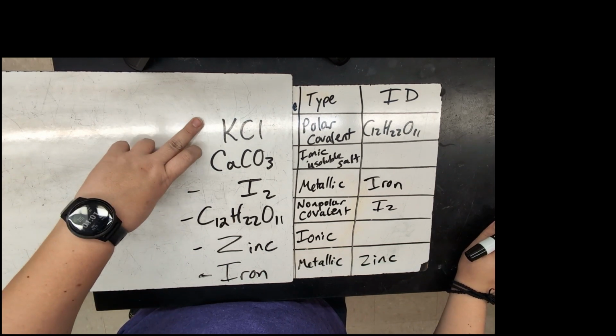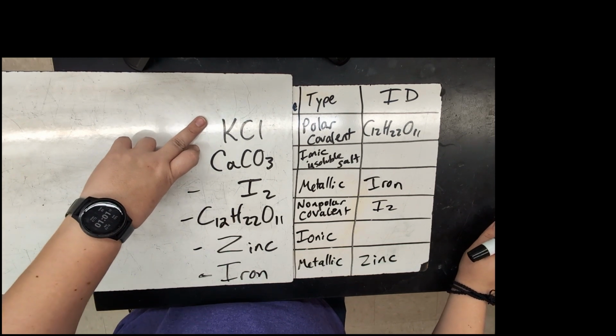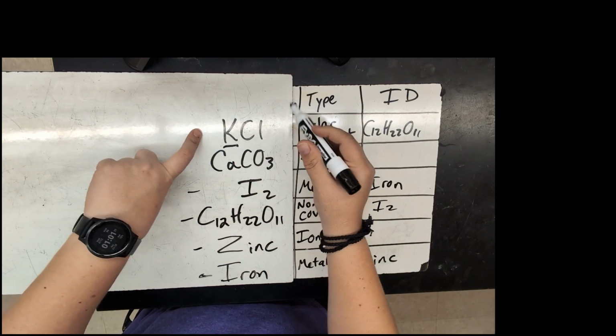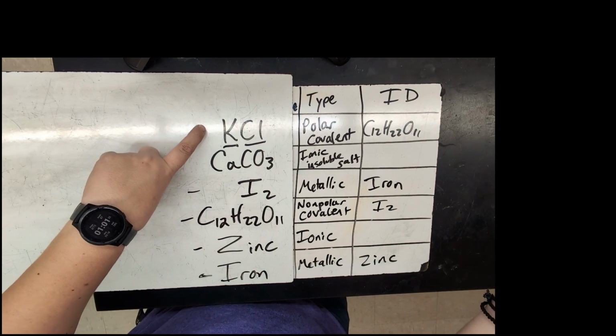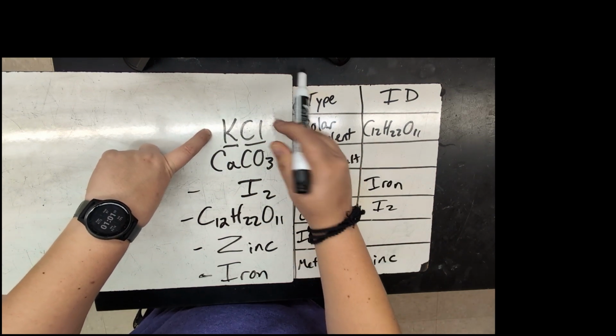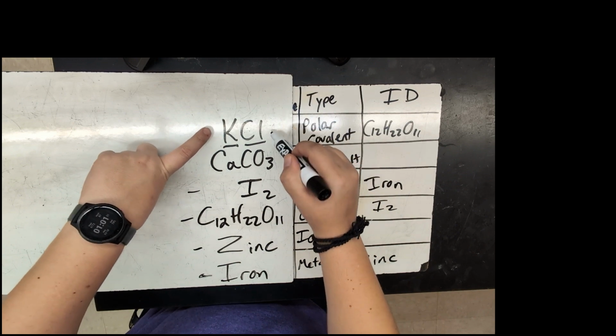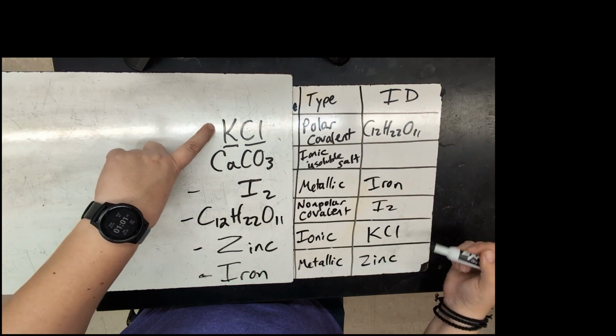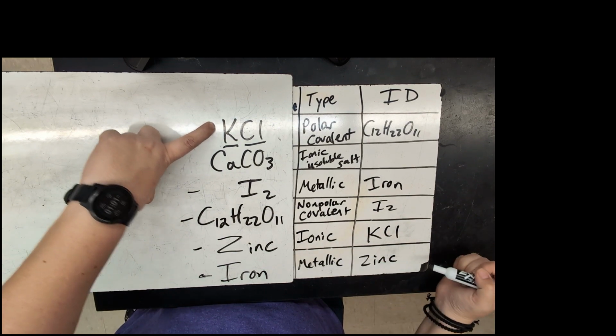Now we have 2 last compounds. They are both ionic compounds. KCl is a group 1 metal and a halogen, that's not one of the exceptions. So this one is definitely soluble in water. It follows the solubility rules, and it will conduct electricity in water. So KCl will be our ionic compound that is soluble.